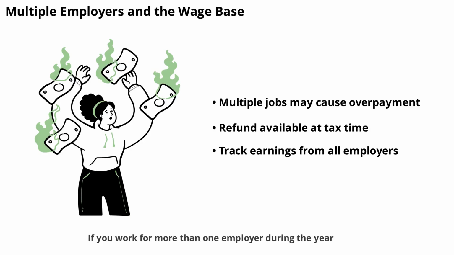If you work for more than one employer during the year, each employer withholds Social Security tax up to the wage base. This can result in overpayment if your combined earnings exceed the wage base. Fortunately, you can claim a refund for any excess Social Security tax paid when you file your tax return. It's important to keep records of your earnings from all jobs to ensure you get any refund you're owed.